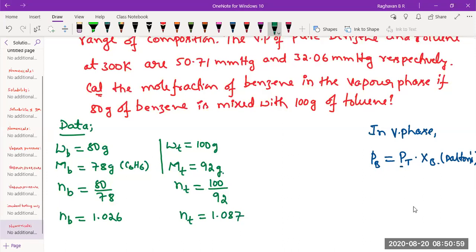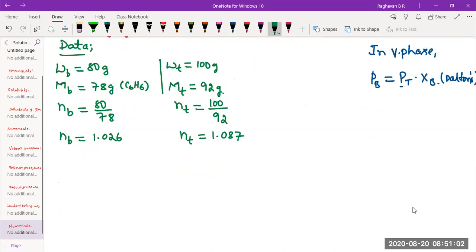Step 1 is about calculation of XB and XT. Okay. Therefore, XB is equal to NB divided by NB plus NT.